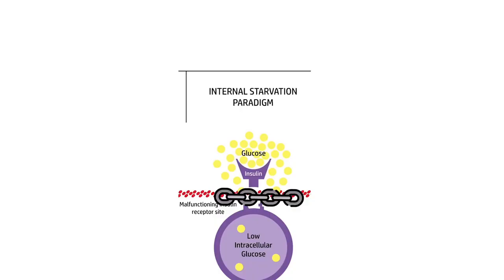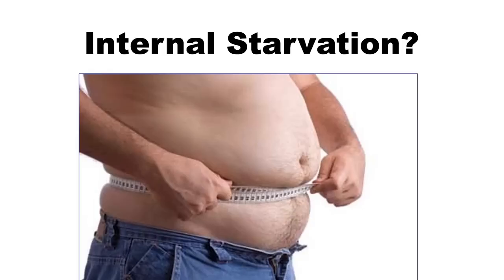What is causing this insulin resistance? And after 50, 60 years, there's no real answer to that very important question. However, there's a problem with this internal starvation paradigm, because if you think about the low intracellular glucose and type 2 diabetes, well, type 2 diabetes is a disease where there's a lot of insulin resistance, so there should be very low levels of glucose inside the cell. So people should be very, very skinny because of this internal starvation. But that's not typically what we see in type 2 diabetes.